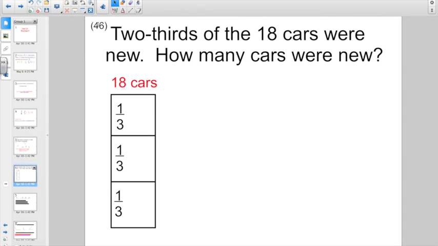Check out this one coming at us from lesson 46. 2/3 of the 18 cars were new. How many of the cars were new? Well, 2/3 of 18.